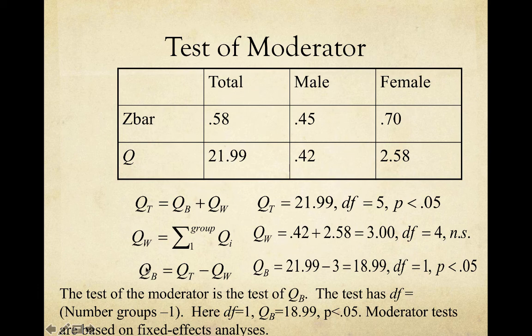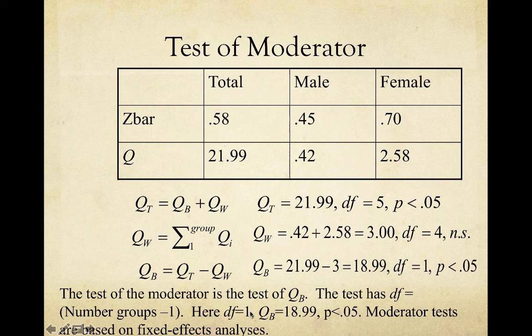So when we test the moderator, the moderator significance test is the test of this Q between. It has degrees of freedom, that's the number of groups minus 1. So here we have male and female, that's 2 groups, so our degrees of freedom are 1, and our Q between is 18.99, so we got that chi-square test going, and that's a significant result. So we would say that these means are significantly different.